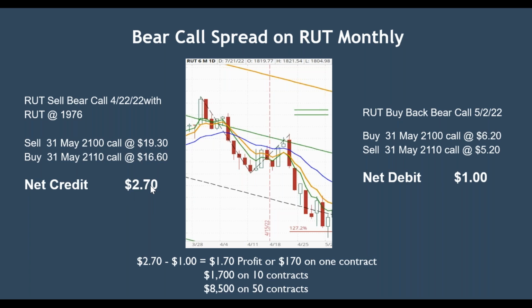You say, well, why not just sell this guy right here? Because you have to have a very high level of trading experience. The brokers are going to require a very high margin, and you can actually get a better return on margin by putting on a safety net.